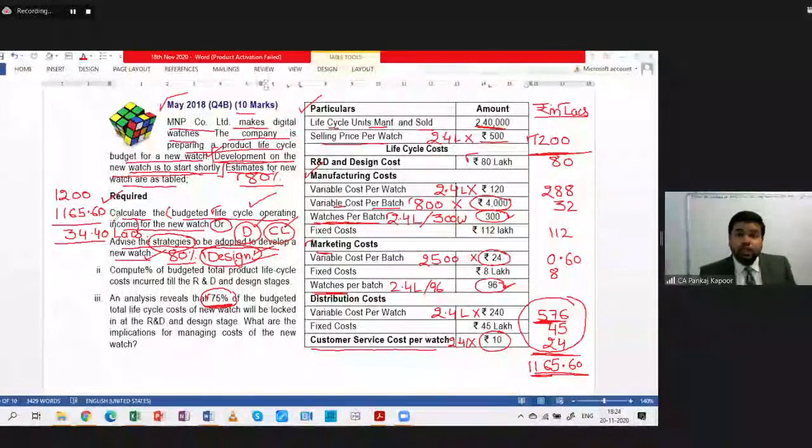What is the point? We say that 80% of the cost is committed during the R&D phase. We have not said that 80% of the cost is incurred. Only 80 lakh rupees is incurred when we are designing the product. But obviously when we design the product, it is not only the design of the product, it is also the design of the processes through which the product will be manufactured and sold. So obviously we design our distribution pattern in such a manner that we commit this cost here.